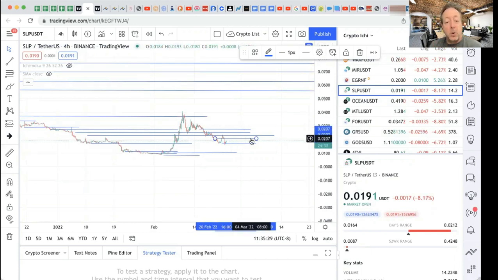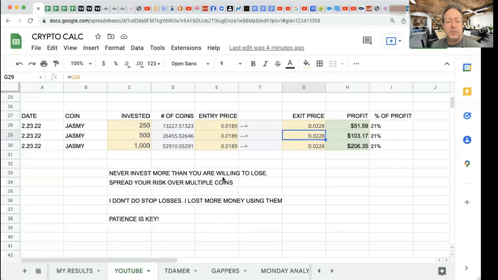Okay, so let me share with you guys my calculation. This is what I just calculated. This is kind of where we're at. I've got a potential investment that I could jump in at $250, $500, or $1,000, my entry price, my exit price, and then what my profit would be. So if I throw $1,000 in right now, I could make around $206 once it hits that 0.0228. Or I can make $103 for a quick little 21% profit.